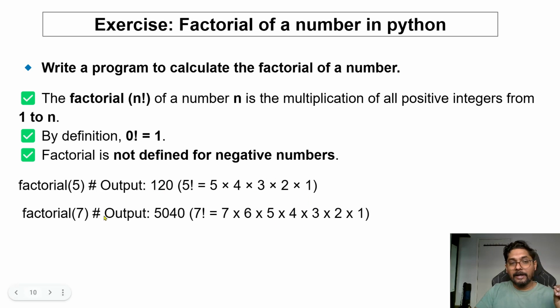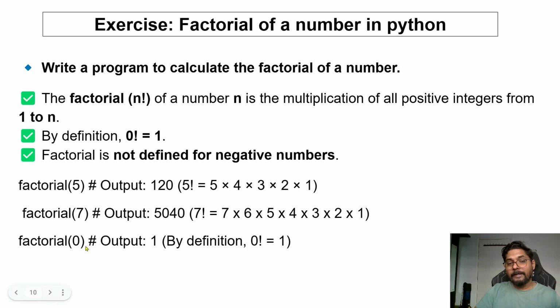Let's say I'm asking you to calculate the factorial of 7. 7 into 6 into 5 into 4 into 3 into 2 into 1, you get 5040. If I ask you to calculate the factorial of 0, the output should be 1. Factorial of 0 is 1. And any negative number, it should say not defined for negative numbers. So this will be an interesting exercise. Let's see how this can be done.